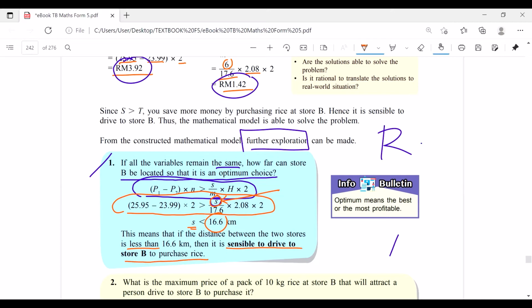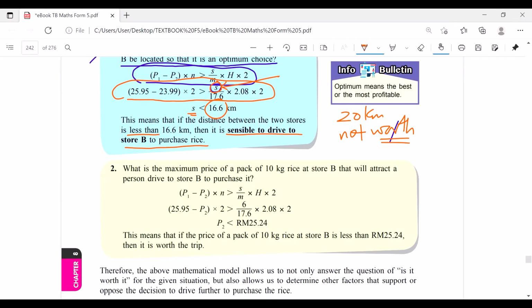That's what I said just now. If store B and store A are more than 20 kilometer apart, it's not worth it. Too far. Of course, the petrol consumption will be more.